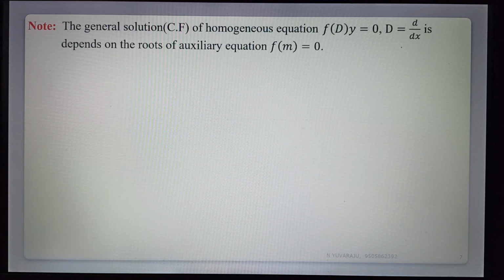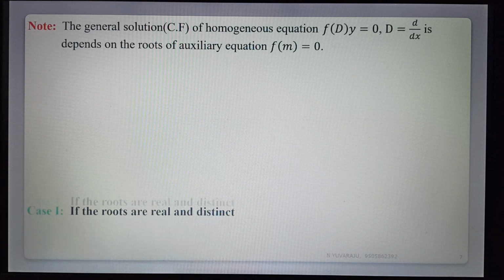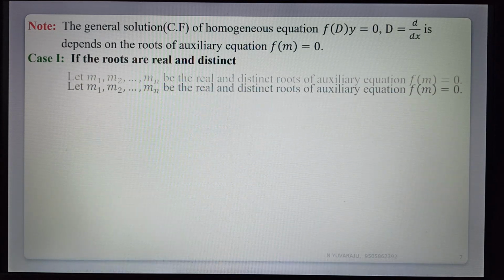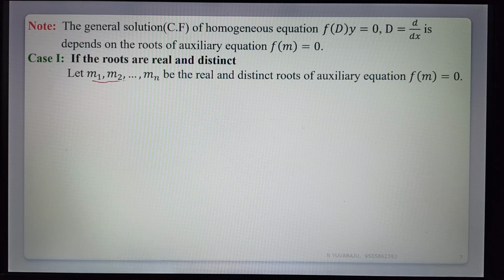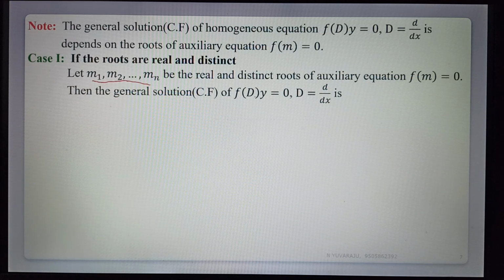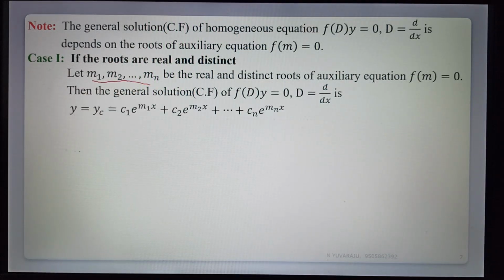The general solution of the homogeneous equation depends on the roots of the auxiliary equation. Case 1: if the roots are real and distinct, assume m1, m2, ..., mn are real and distinct roots of the auxiliary equation f(m) = 0. Therefore the general solution, the complementary function of f(D) y = 0, is y = yc = c1 e^(m1 x) + c2 e^(m2 x) + ... + cn e^(mn x).